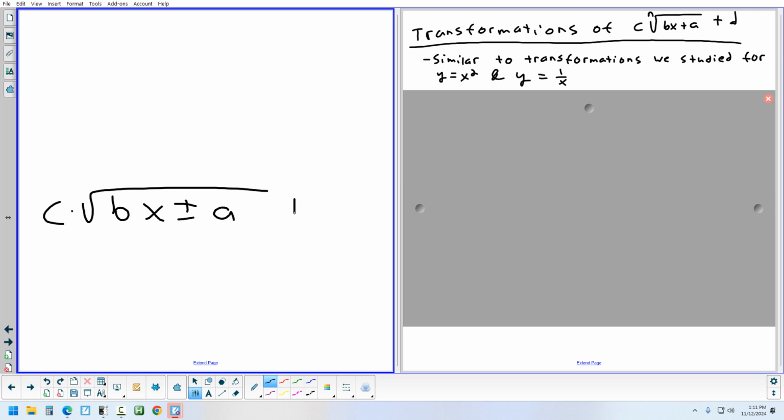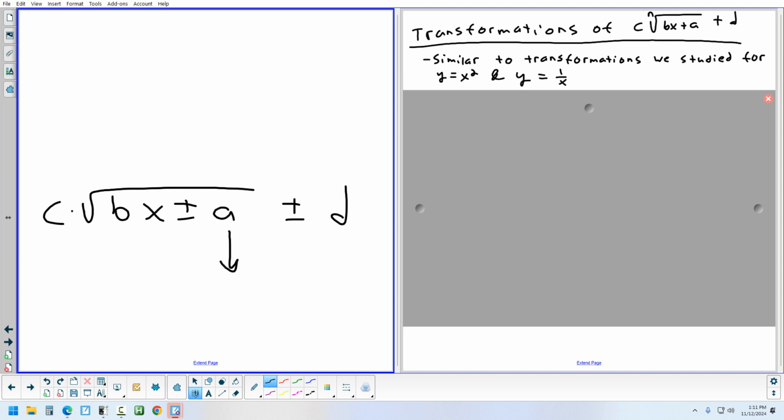Is that an equation for transformations? Yep, we're going to label, and we've done it before, what the A, the B, and the C do. These transformations are very similar. In fact, they're not even similar, they're identical to what we've done before. Is the plus or minus D outside of the radical? Yes.